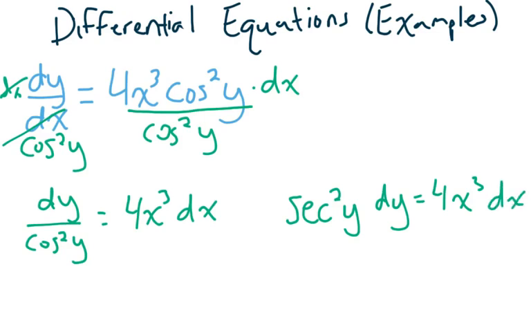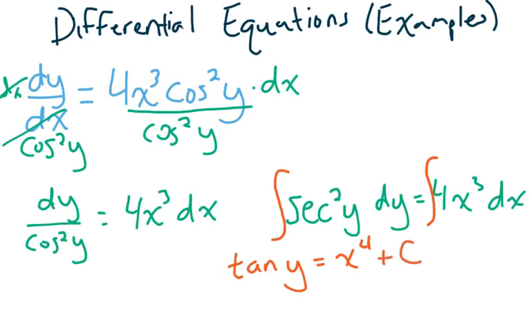Everything's separated and everything looks pretty easy to integrate. So we have separated, now we're integrating, and we know, of course, that the antiderivative of secant squared is tangent. So we have tangent of y equals, and we know also that the antiderivative of 4x cubed is just x to the 4th. But we've not finished because we know that we need to add a plus c. We need to add our constant of integration.